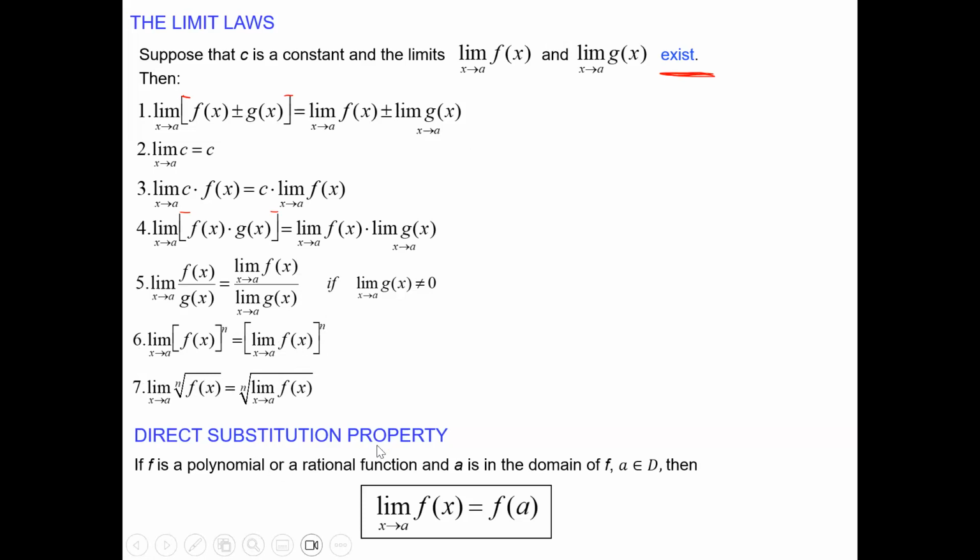And the most popular property, direct substitution: if the function is continuous. I did type that the function has to be a polynomial or rational function, and a is in the domain, because polynomials are continuous functions everywhere. Rational functions are continuous on the domain. But in general, if the function is continuous at a, then a, of course, is in the domain, and then the limit is always the same as the value. We just have this example on the graph.